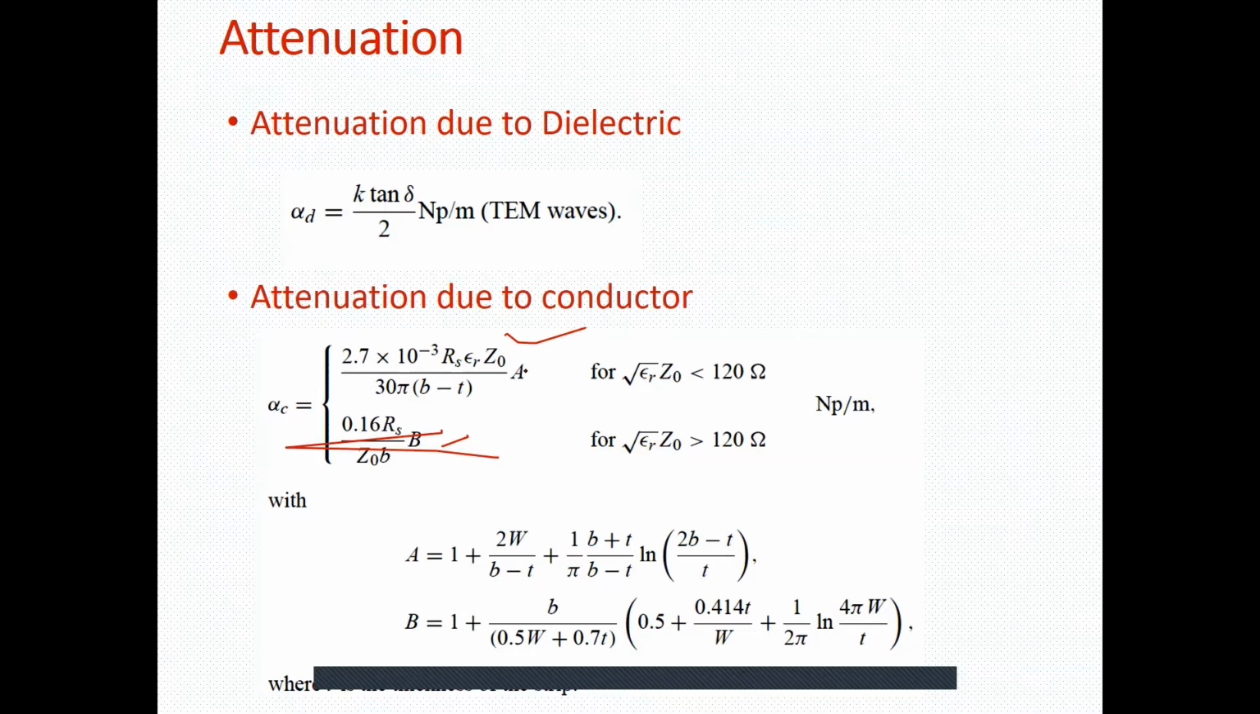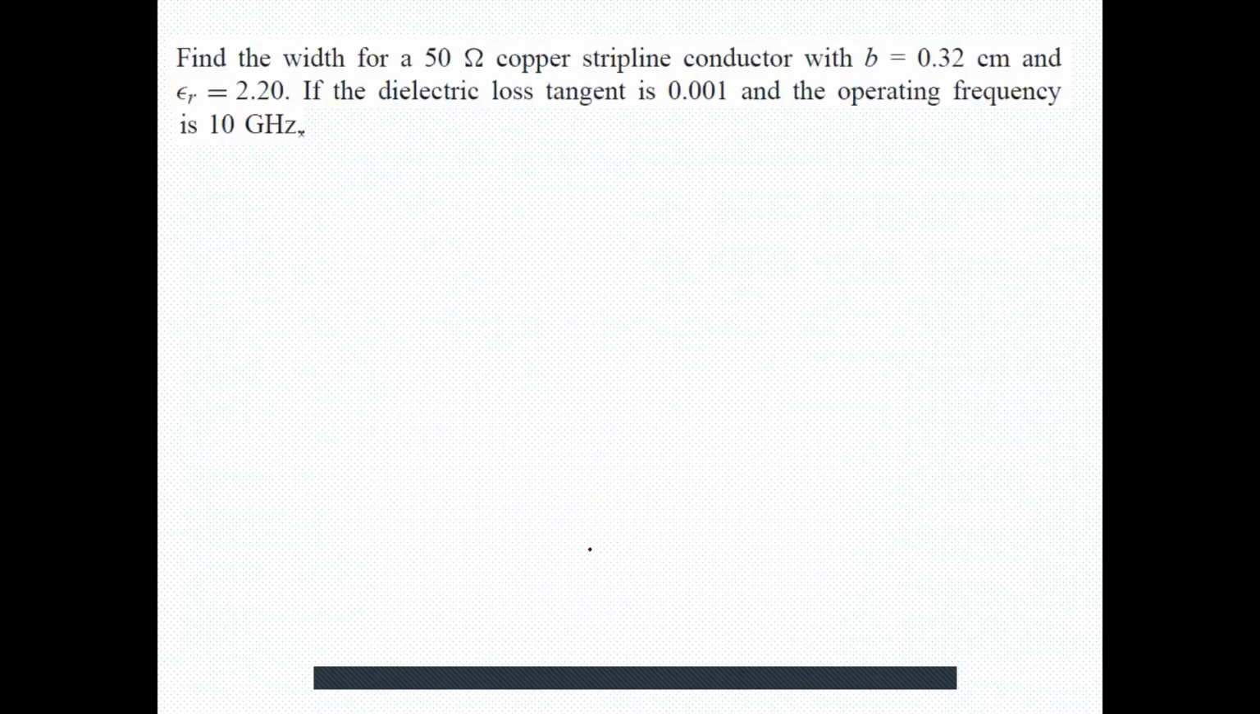In this formula, there are two constants A and B. So we will calculate the value of A and B by using these two formulas. And in this formula, there is a term T. This T is the thickness of the strip line. Now in this numerical, we will calculate the width of the strip line.